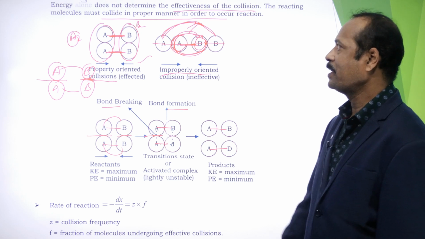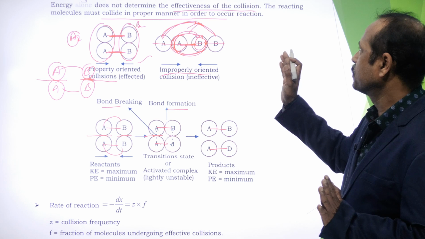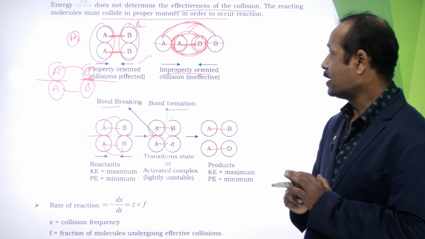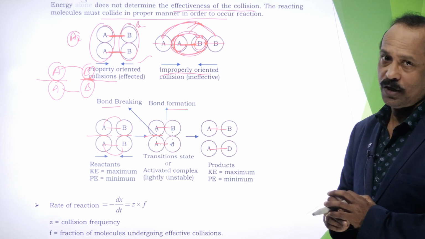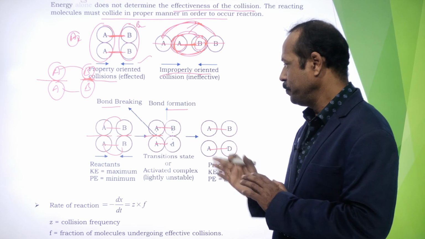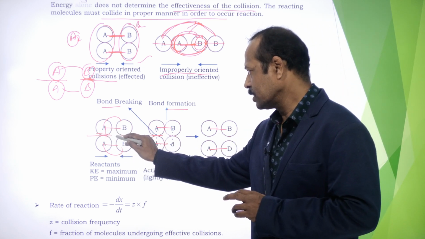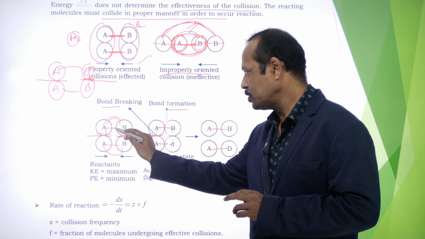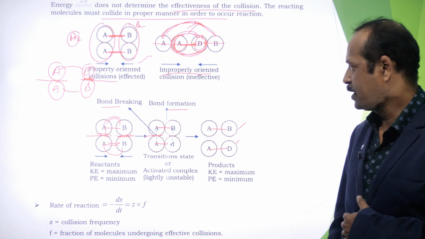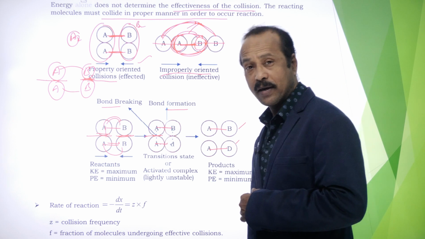So the orientation barrier is very important. Energy alone does not determine the effectiveness of a collision; the reacting molecules must collide in a proper manner to form the reaction. This is an example of that. In the formation, first the bond should be broken between these two. Here also the bond should be broken. Then they become individual. Now both will react and form the product AB. Clear? So that is about the orientation barrier.